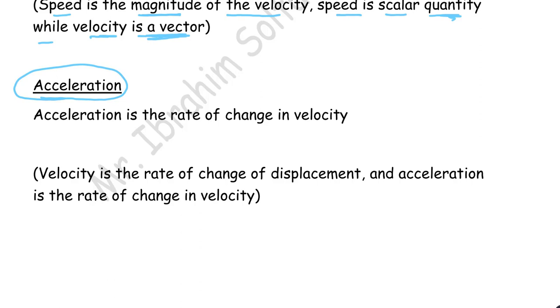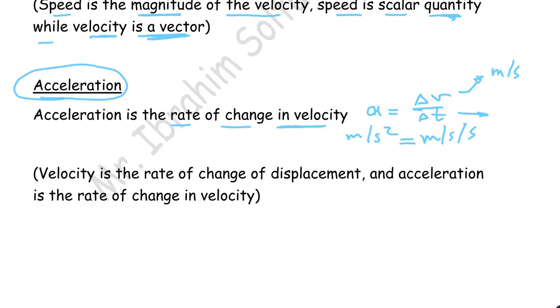Acceleration. Acceleration is the rate of change in velocity. So a equals dv by dt, or delta v over delta t. Its unit is meter per second squared, because delta v is meter per second and the time is second.